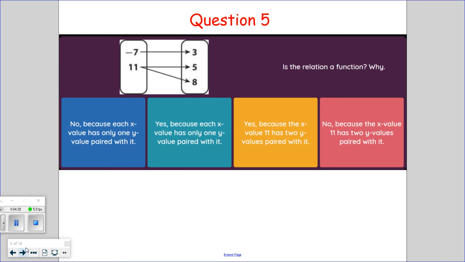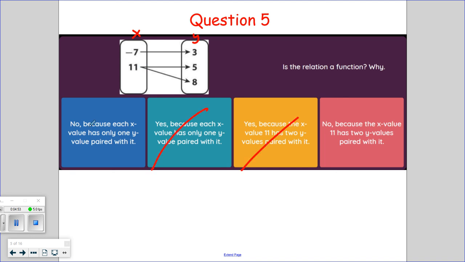Moving onward. Is the relation a function? Well, here's your input, x, and your output, y. And x is negative 7, y is 3. When x is 11, y has two values, 5 and 8. Well, you can't have that. So it is not a function. So I'm going to eliminate the two yes choices.